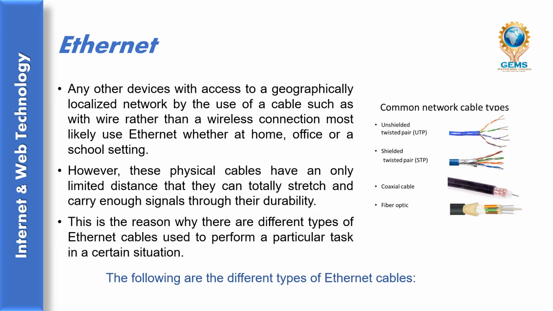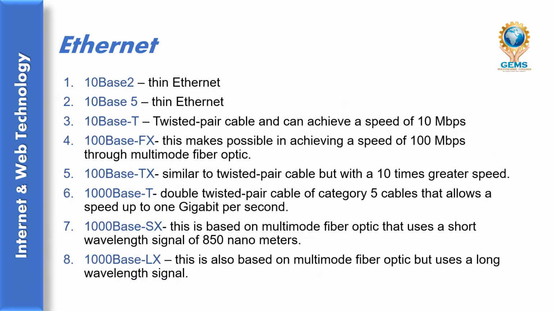Here we will see the different types of Ethernet cable. This image shows unshielded twisted pair cable, UTP, shielded twisted pair cable, STP, coaxial cable, and fiber optic cable. These are some of the common network cable types that can be used to connect two different computers. There are different types of Ethernet cables based on speed and transmission rate.